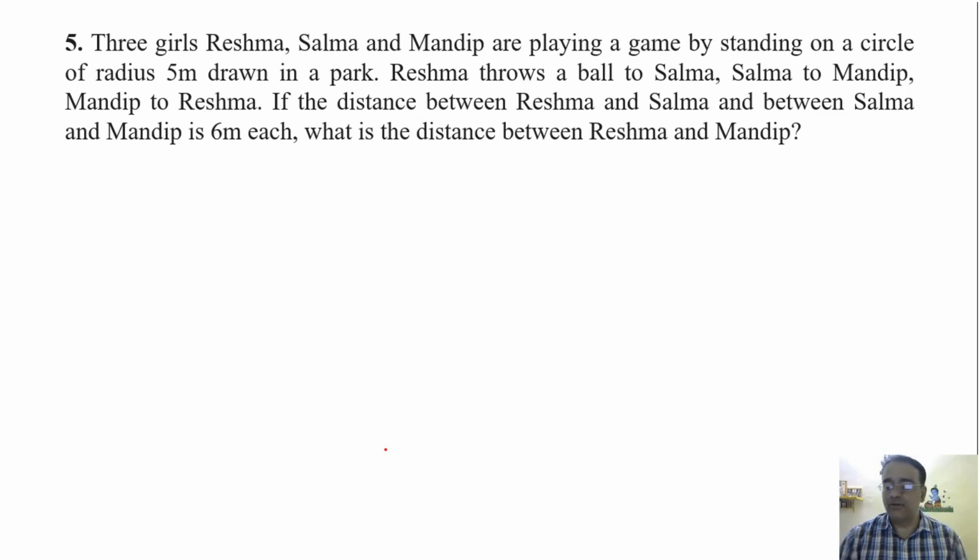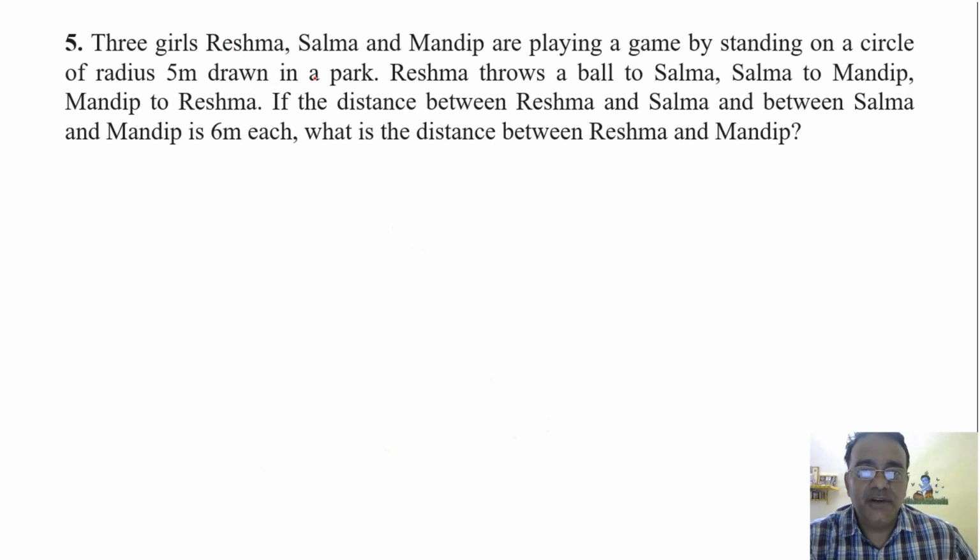Okay. Now this is a very good question and very important also. And this question can be used for case study based questions also. Three girls, Reshma, Salma and Mandeep, are playing a game by standing on a circle of radius 5 meter drawn in a park. Reshma throws a ball to Salma, Salma to Mandeep, Mandeep to Reshma. If the distance between Reshma and Salma and between Salma and Mandeep is 6 meter each, what is the distance between Reshma and Mandeep? So this we have to find.